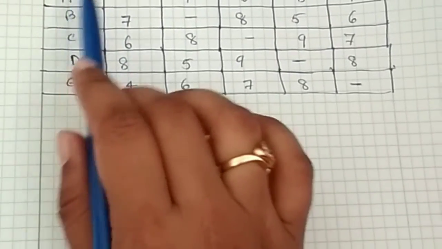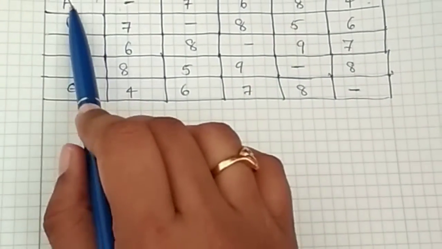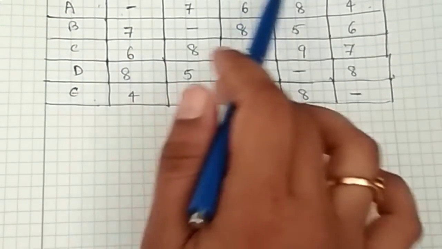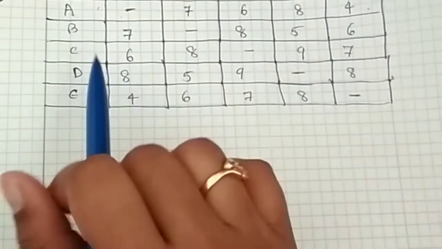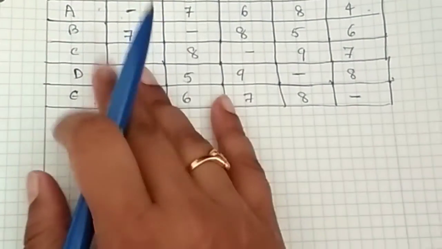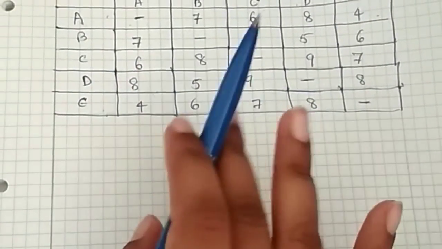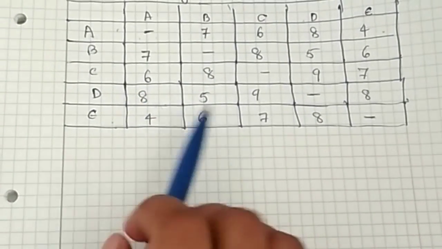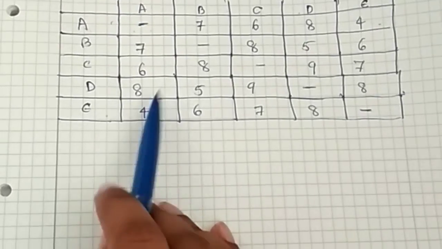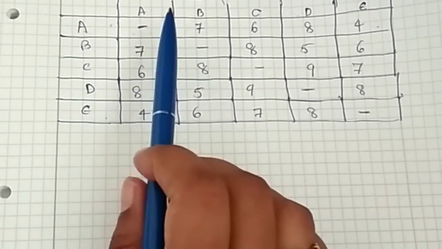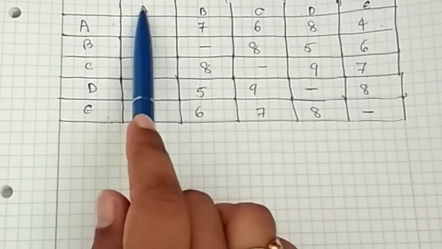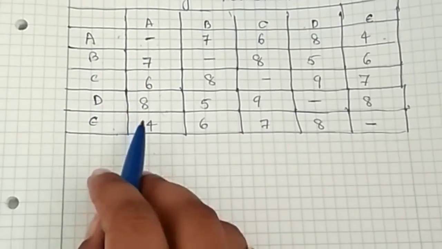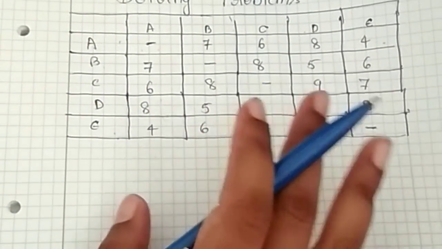So what I did: the A to A distance is null, and from the graph I took A to B as 7, A to C as 6, A to D as 8, and A to E as 4. Similarly, I have filled in all the values based on the graph. If it is given in matrix form instead, that's well and good, and you can continue with the next step. So it's like this: you have 5 cities and a salesman has to travel these cities. I have named the cities alphabetically.